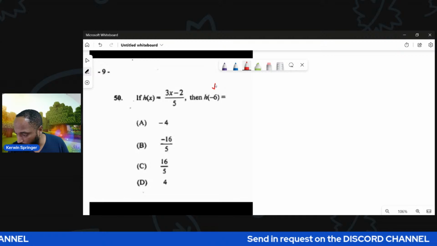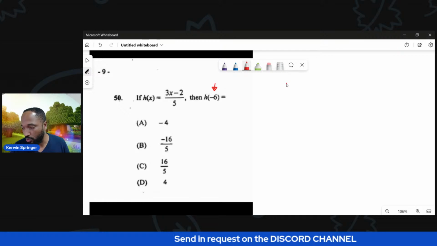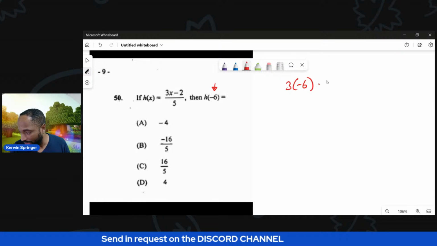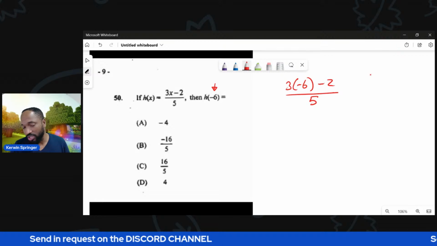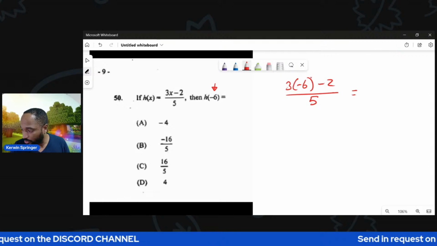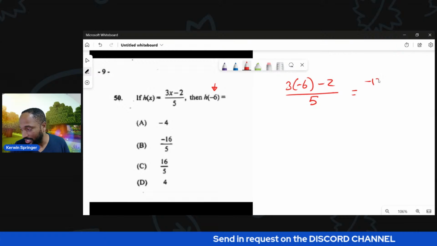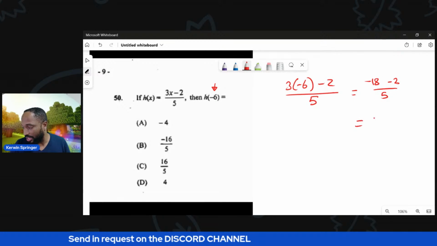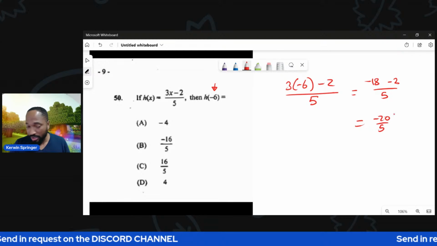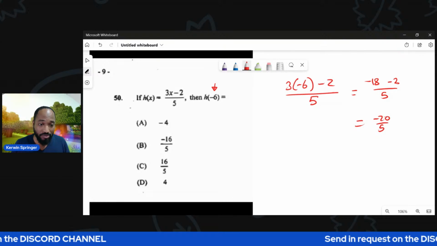So I want to substitute negative 6 in this. So I put 3 by negative 6 minus 2 over 5. You can use your calculator if you're doubting me now. 3 by negative 6 is what? 3 by negative 6 is negative 18. Minus 2 over 5. So we ended up with negative 20 over 5, which is negative 4.